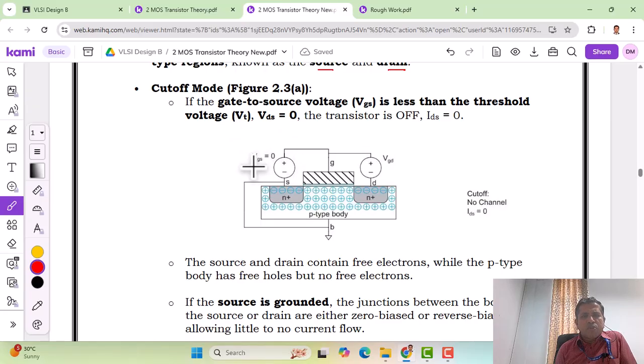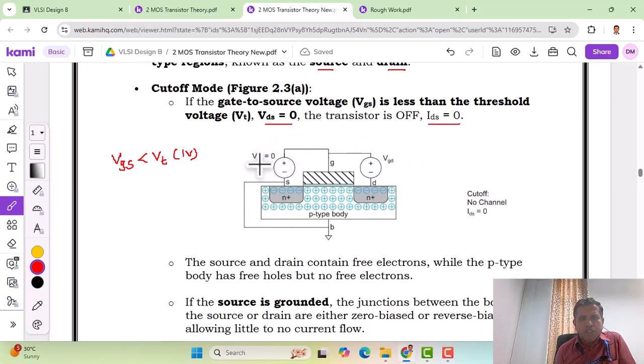When we apply a gate source voltage VGS that is less than the threshold voltage, the typical threshold value is going to be 1 volt. When the gate to source voltage is less than 1 volt, and we don't apply any drain source voltage, so the drain source voltage applied is going to be 0, this turns off the transistor. The transistor is turned off, therefore the drain to source current is going to be 0, and that is explained through this structure here.